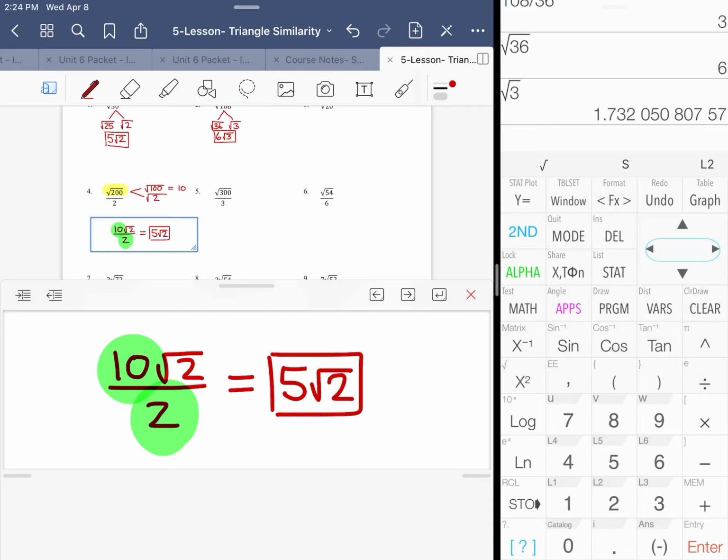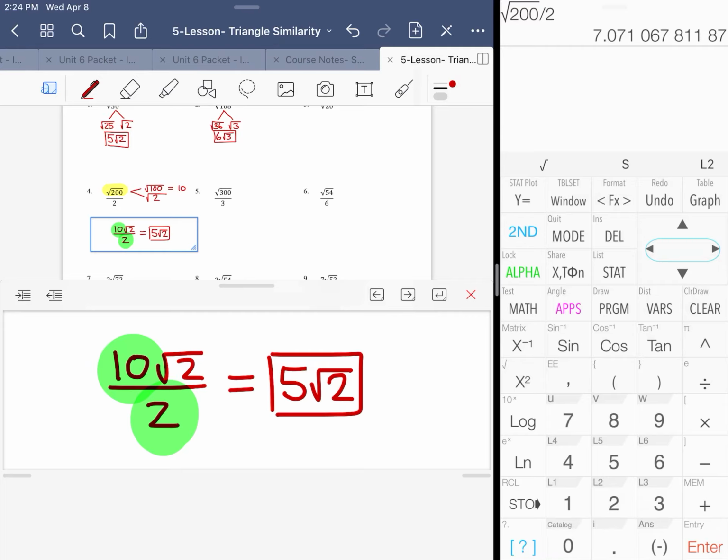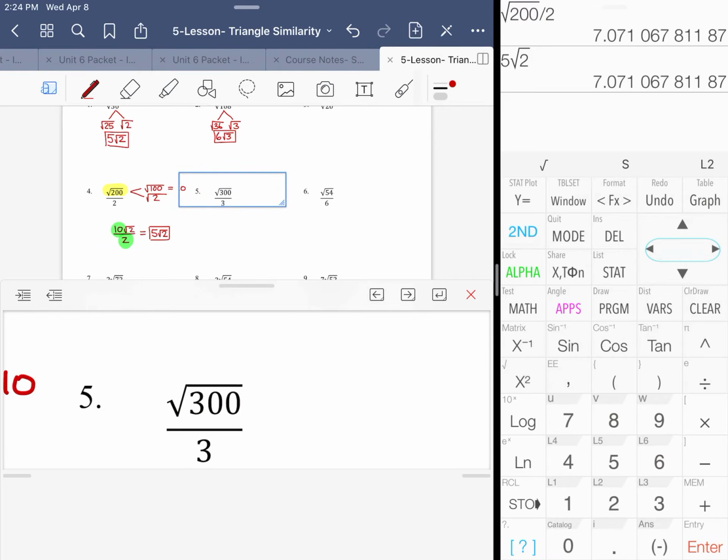There's a nice way to check your work. I don't know about nice, it's easy. Take the square root of 200, divide it by 2. You get that decimal. Then take your final answer. Depending on the calculator you have, it might be a little bit different, but you should get the same decimal value. If you did, then you can feel confident that you did it right. If not, then back to the drawing board.